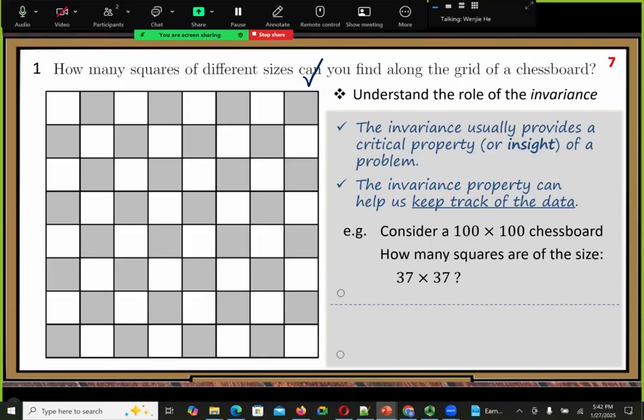Sometime at an appropriate time, I will give you another puzzle question related to the invariance property. Why is it so useful? I hope in this first example in this class, you notice the importance of this invariance. In many of our later questions, we need to use it. When we need to keep track of the data, we need this invariance property. All right, so let's continue.